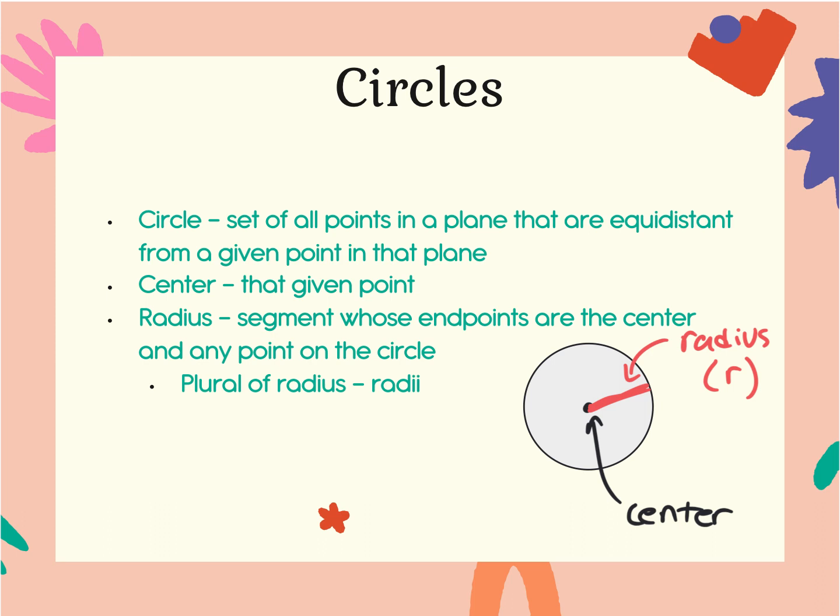And the points that are equidistant from the center are all the points at the edge of the circle. So this black line right here, all of those points are equidistant from the center. So the radius is going to be the same everywhere as long as it goes from the center to the edge. So the radius, just so you have it, is center to edge. That's always going to be the case.